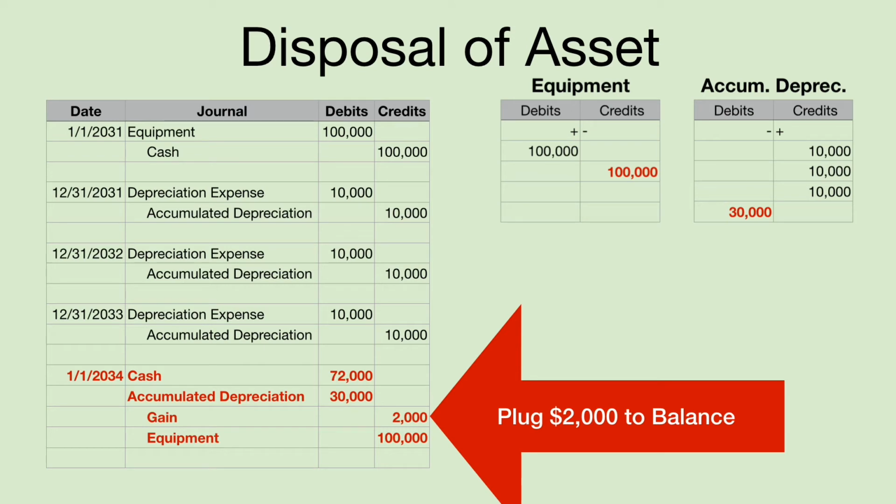To make our journal entry balance, we have to plug either a debit or a credit, whichever is needed to make the journal entry balance. And in this case, we needed a credit number of $2,000 to make things balance. And whenever we have to plug a credit, that's called a gain. If we have to plug a debit, that's called a loss.